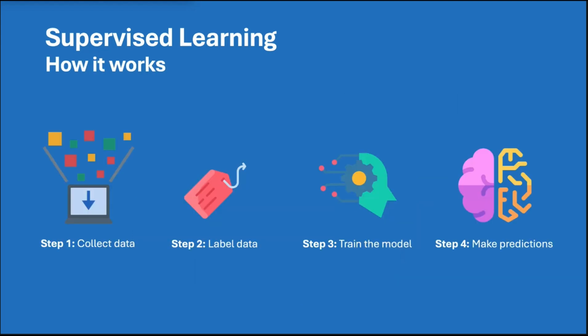Here's how it works. First, we collect data. Then, we label the data with the correct answer. Next, we use the labeled data to train our model. Finally, we use the trained model to make predictions on new unseen data.